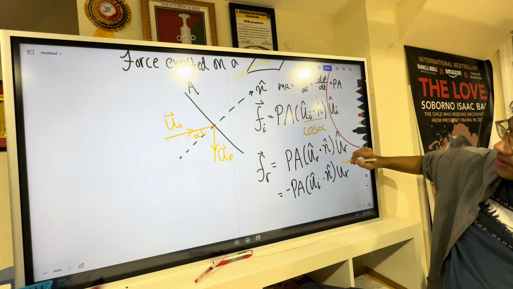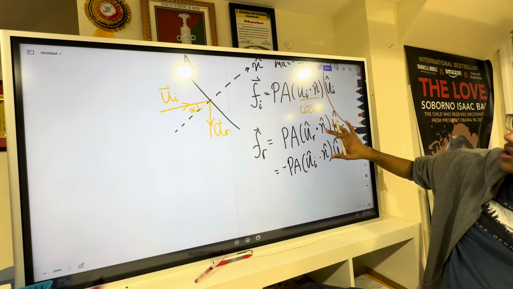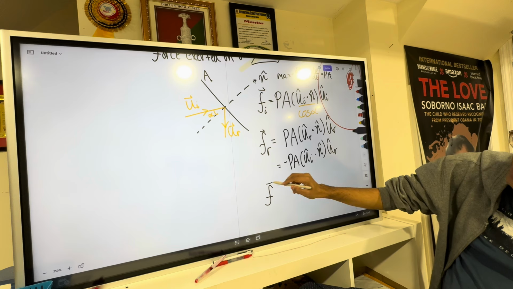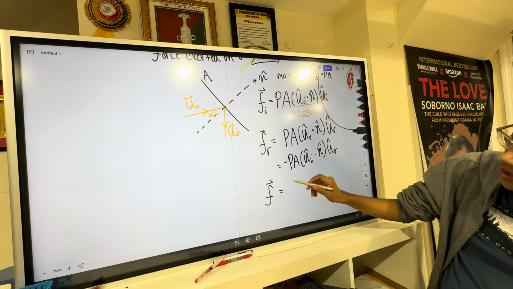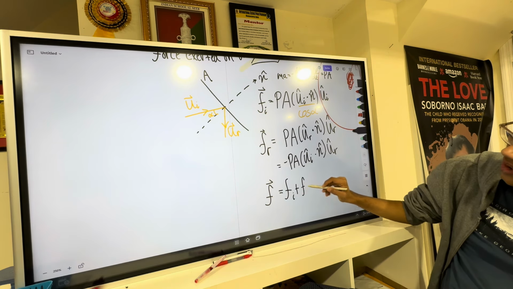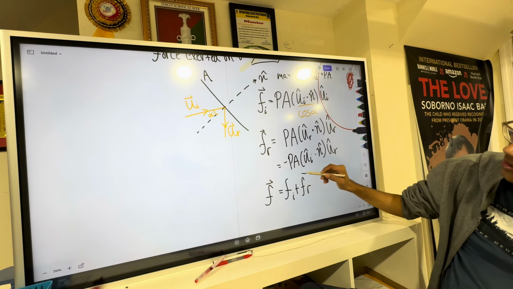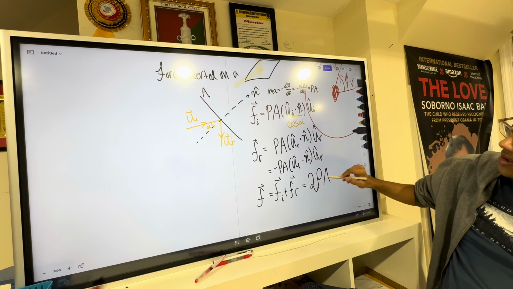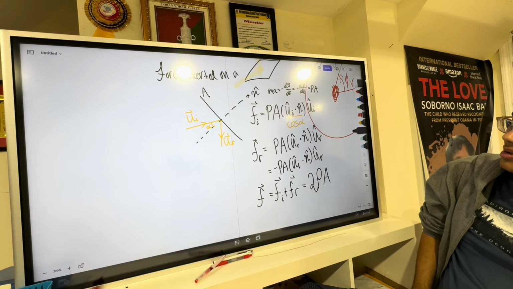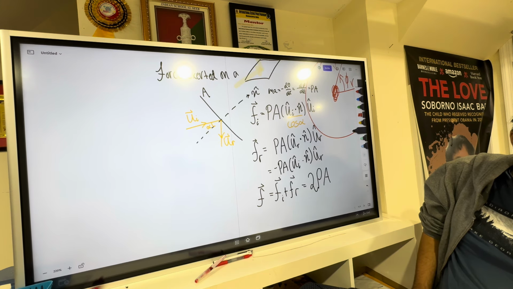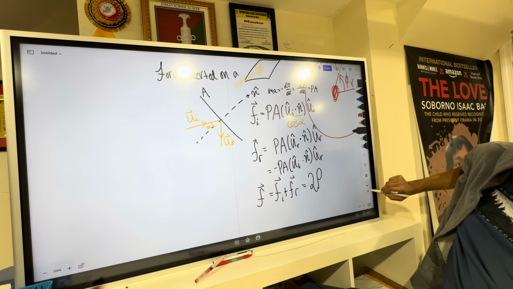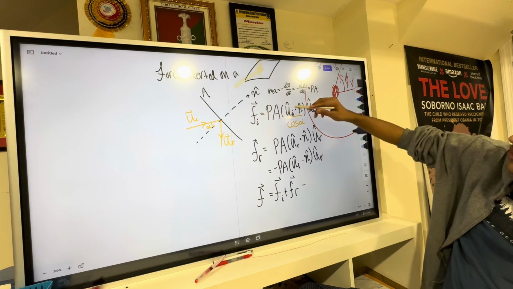Does that make sense so far? Yes. So what is the net force? Well, it's F sub I incidence plus reflected, but F sub R is just F sub I. Exactly. So it will be 2 PA, isn't it? No, 2 PA U sub I cosine alpha. Does that make sense? Let's see how I got that, because it's not trivial.